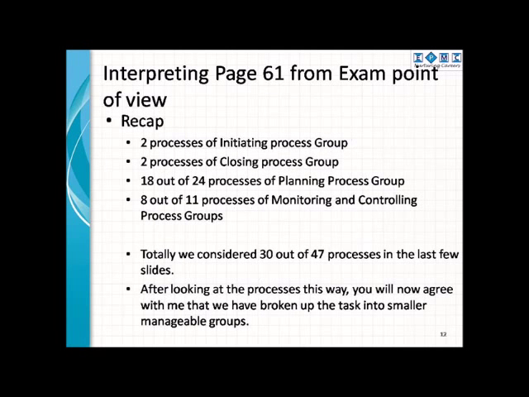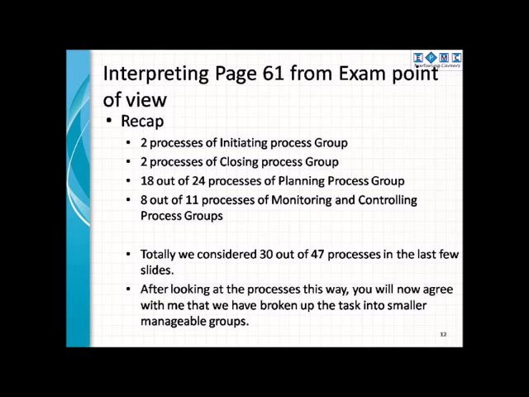Let us recap the last few slides. We understood that 2 processes of initiating process group and 2 processes of closing process group need to be studied very closely. We saw how 18 out of 24 processes of planning process group can be approached. Then we saw how 8 out of 11 processes of monitoring and controlling process group can be studied together by contrasting and comparing each of those processes.